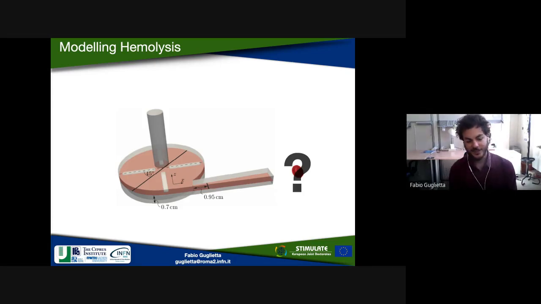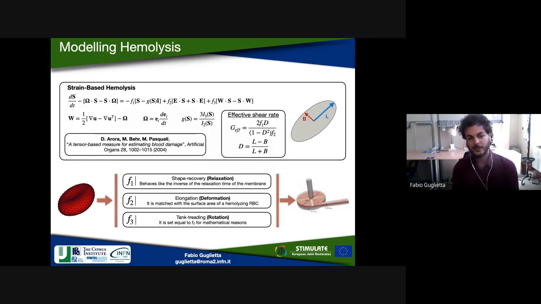I would say not very well, but we are physicists, so we are interested in quantifying this. And to do so, we can adopt the Arora model. This is a model where the red blood cell is assumed to be like a droplet. So here you can see an ellipsoid, and the deformation is described by this morphological tensor S. And this is an evolution equation for S.